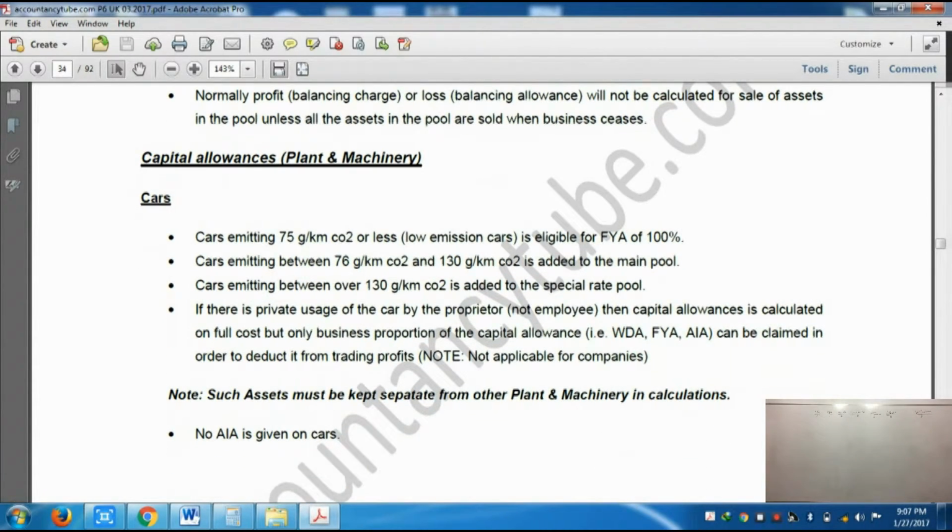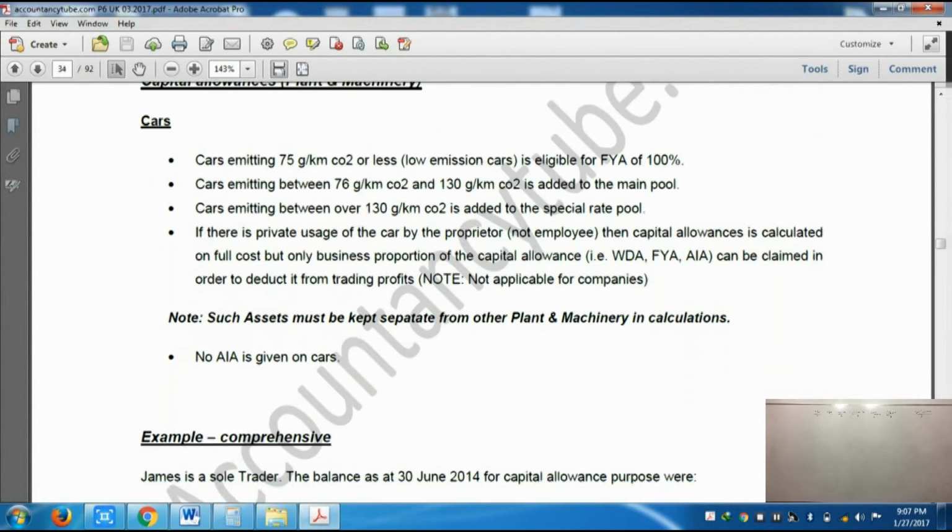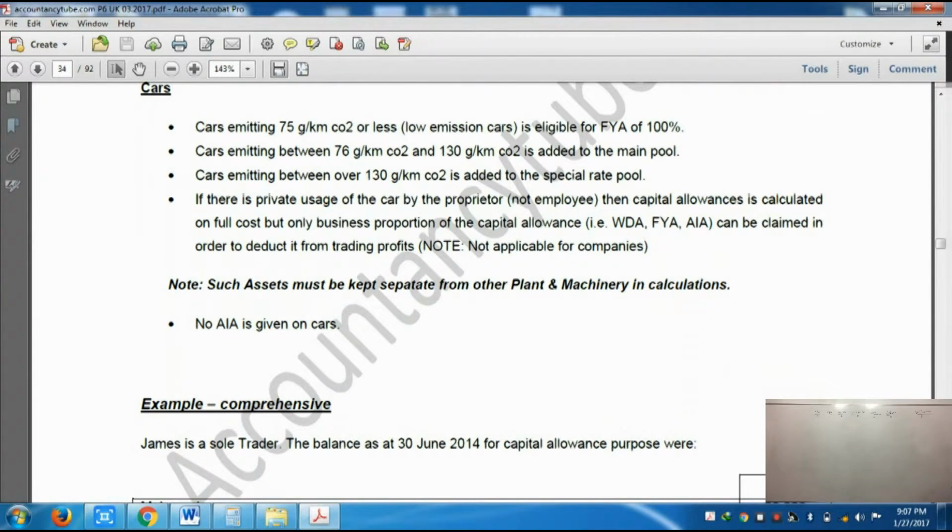Then it says capital allowances on the cars. Now, what are the capital allowances on the cars? There are different types of car, I told you. So there could be a car which is environment friendly, and there could be a car which is not environment friendly. So here's the list. Cars emitting 75 grams or less, which are low emission cars, which are environment friendly cars, will go into the first year allowance, and 100% first year allowance will be available. So we'll have to pay no tax on these because you will get 100% first year allowance.